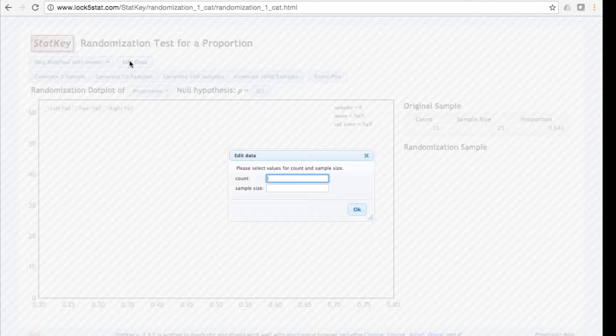Recall in our example, we had a sample size of 40, and out of 40, 16 students were women. So 16 out of 40 is going to be our original sample. The default null hypothesis is 0.5. This is the null hypothesis that we're using compared to the alternative hypothesis that p does not equal 0.5.